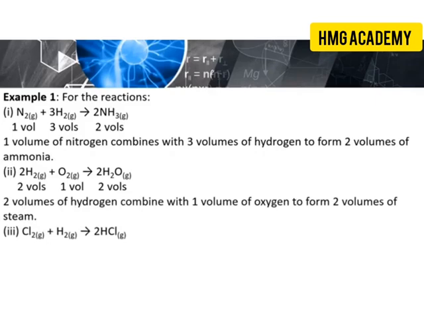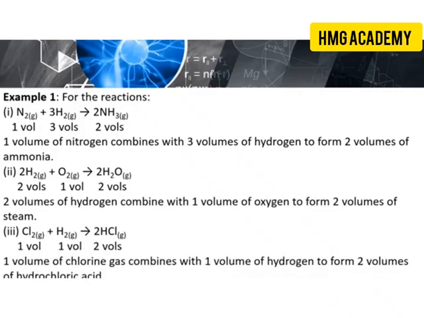A third example, Cl2 plus H2 to give us 2HCl. You would see that 1 volume of chlorine combines with 1 volume of hydrogen to give us 2 volumes of hydrochloric acid. All this is buttressing Gay-Lussac's law.